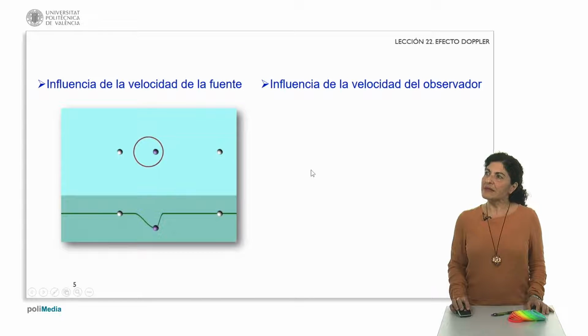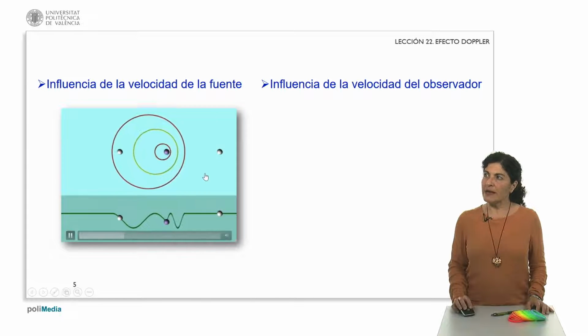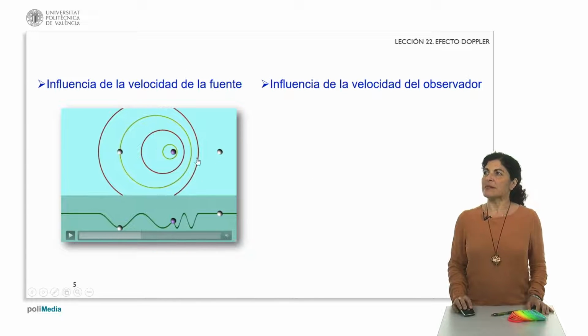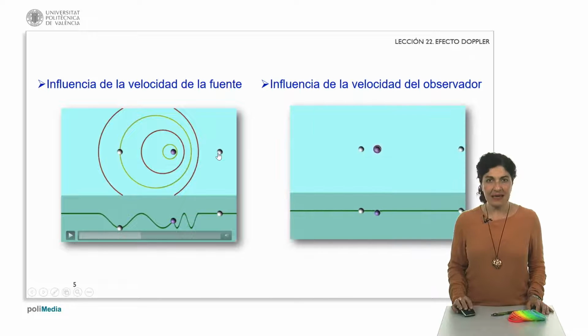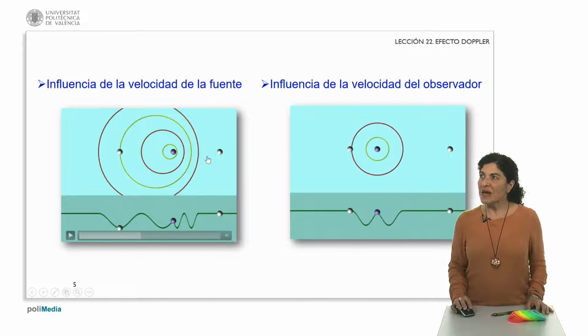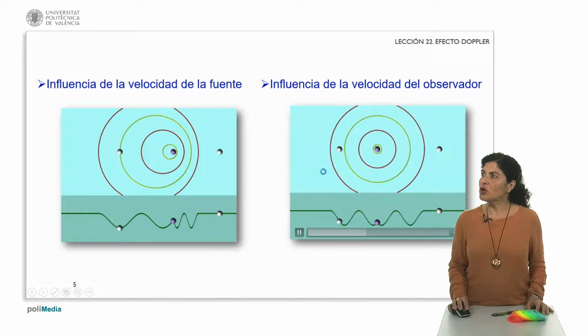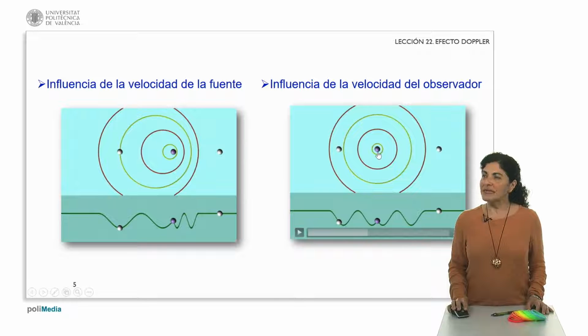Let's start by analyzing these situations. I have an observer that is at rest, and I consider a wave-emitting source that is approaching it and moves to the right. In another situation, I have a wave-emitting source that is at rest, and an observer on the right that is approaching the source, while the observer on the left is moving away from the source.